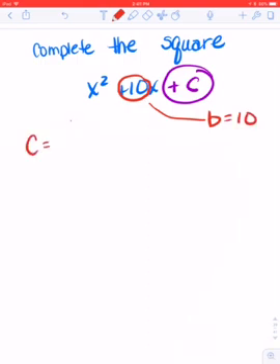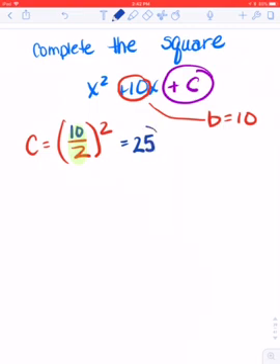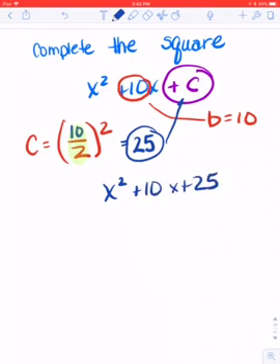And to find c, I have to do b divided by 2 squared. So in this one, I know that b is 10, so I'm going to put that in there. So 10 divided by 2, this inside part right here, is 5. If I take 5 and then I square it, it's going to be 25. Now that gives me the c value. So x squared plus 10x plus 25 is going to be the part that shows my expression.